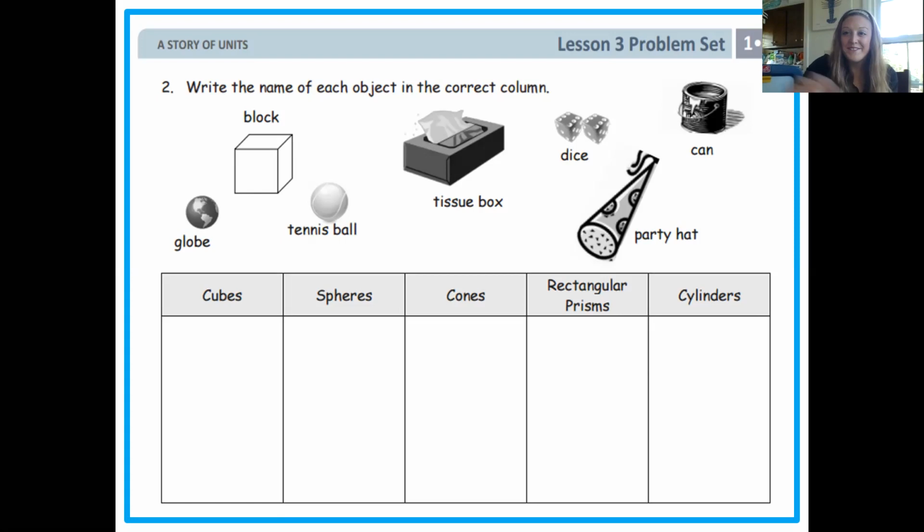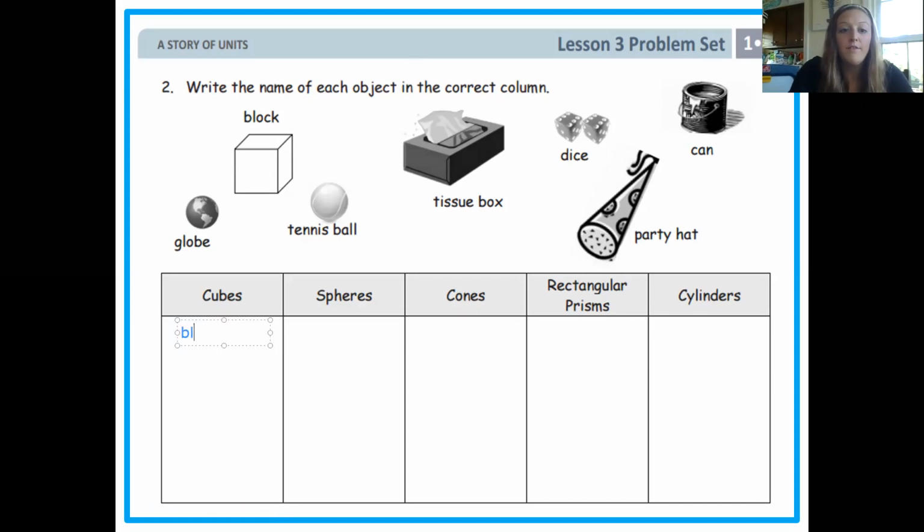Alrighty, so what I'm going to do is I'm going to go ahead, if you need more time, pause it. I'm going to go ahead and I'm going to write in my names here, okay? So which ones would be a cube? Well, I can look up here. Oh, well, this block I know are all squares. So this block would fit in here. And then I also know, so I'm going to cross this off.